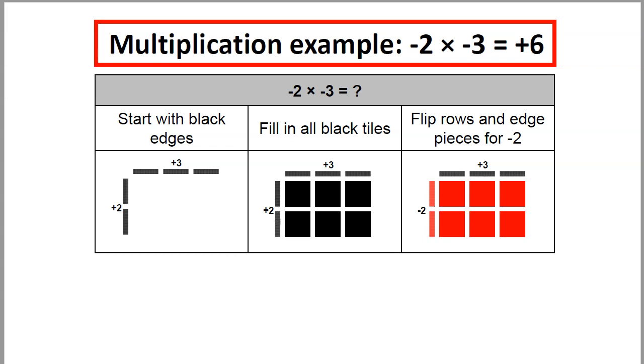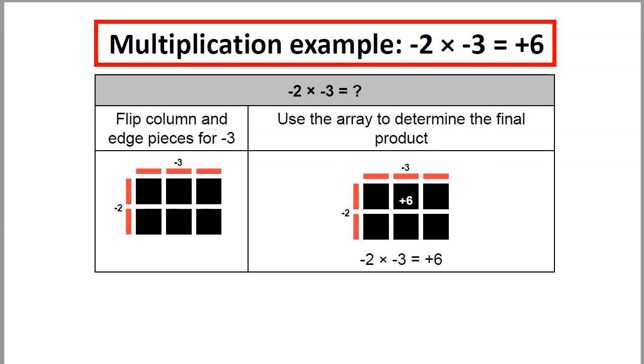We start with black edges, positive 2 and positive 3. We fill in black tiles. Then we flip the rows and the edge pieces for negative 2. Then we flip the column and edge pieces for negative 3. Notice that the tiles have been flipped twice and are now black. And then we use the array to determine the final product, which we see is positive 6.